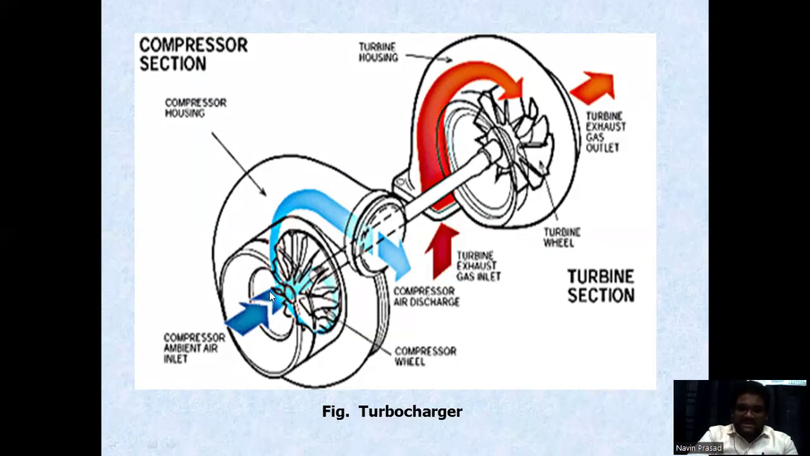The compressor section and the turbine section are connected by a coaxial shaft. The rotation of the turbine section, through the shaft, makes the compressor run. The compressor sucks the ambient air into it and compresses it. The compressed air from the compressor section is passed into the engine air intake system. So this is the main simple working principle.